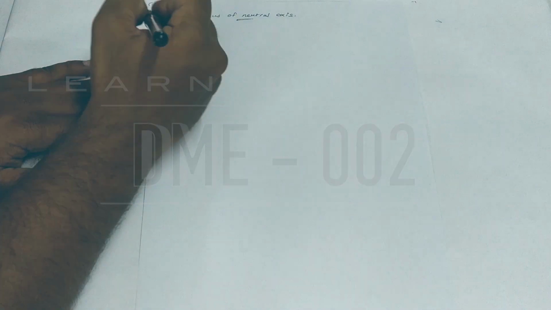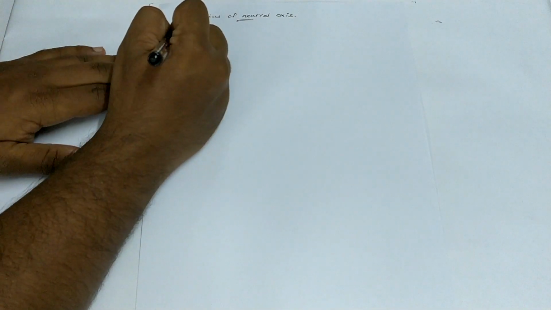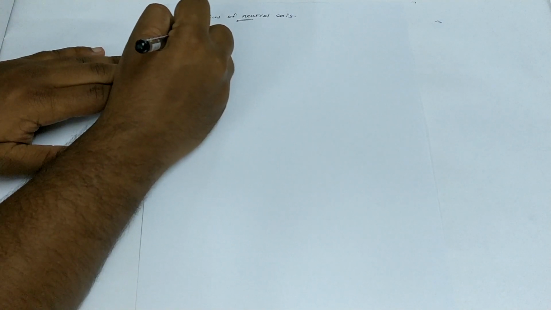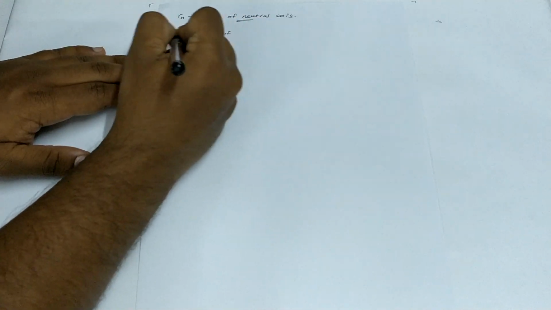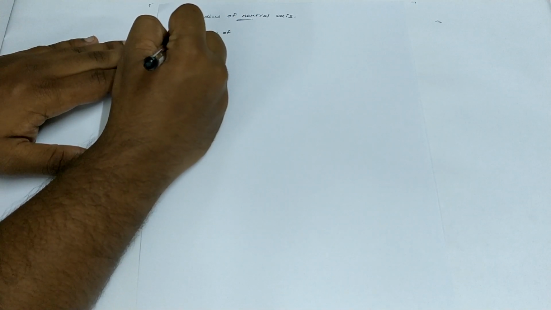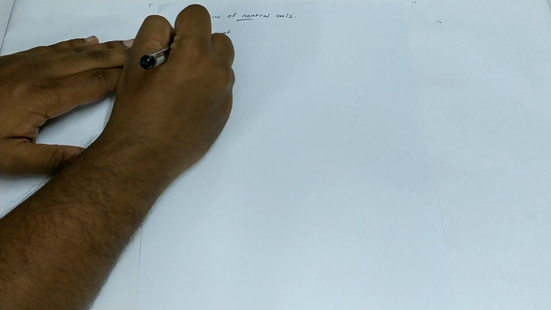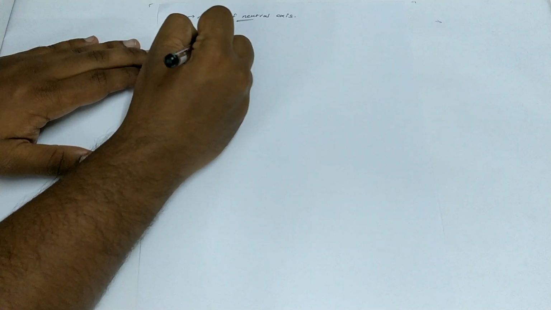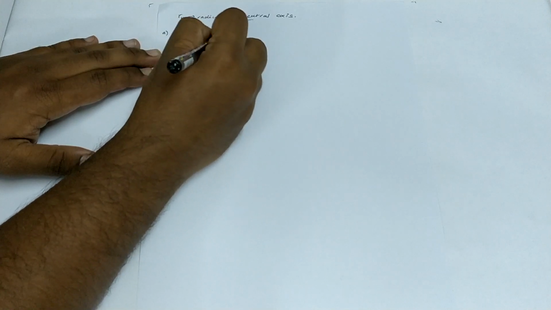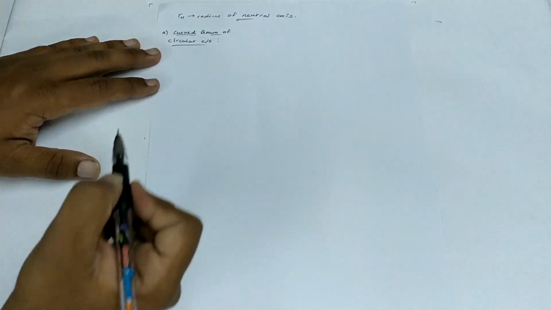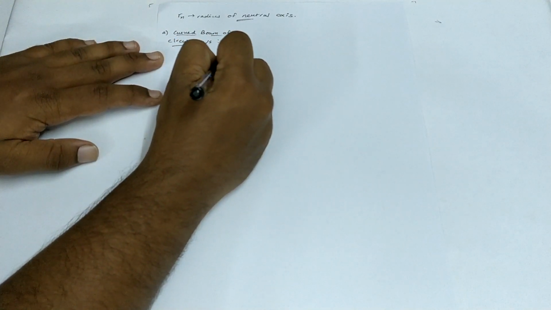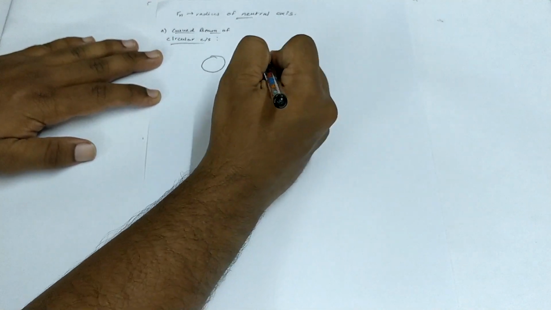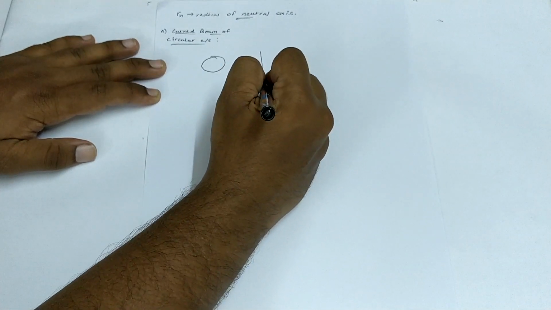Today I'm going to be giving a basic introduction to solving numericals in curved beams. The basic thing that we need to find out before solving any numerical is the value of Rn. Rn is the radius of the neutral axis. So in this video I'm going to show you how to find the radius of neutral axis of various cross sections for curved beams. First let's start off with a circular cross section.